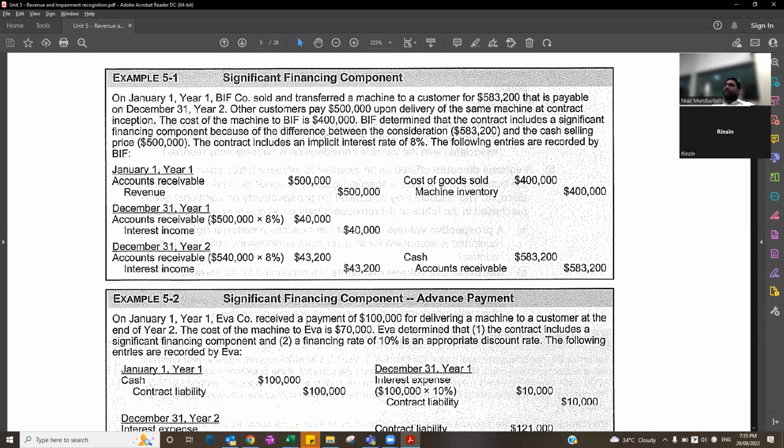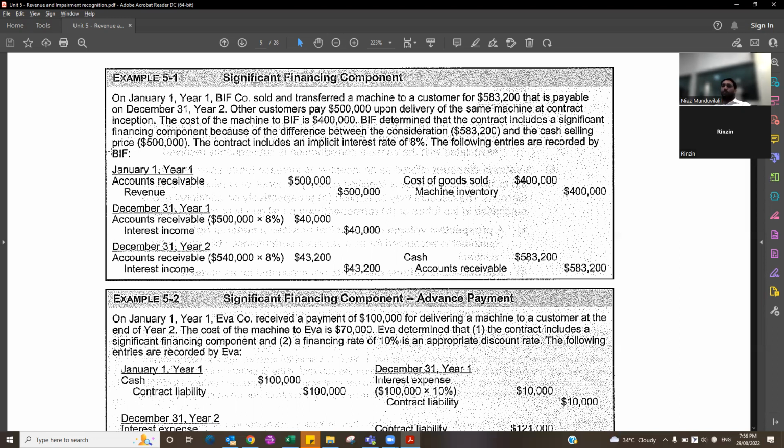Normally I sell it for 500,000, but for this particular customer who's taking 2 years credit, I'm selling to him for 583,200. So 83,200 is the financing part. Because it satisfies the difference of 83,200 and the time period of 2 years. BIF determined that the contract includes a significant financing component because of the difference between the consideration and the cash selling price. Now the contract includes an implicit interest rate of 8%, because in the contract itself 8% interest is mentioned.